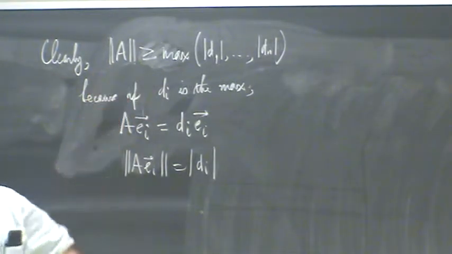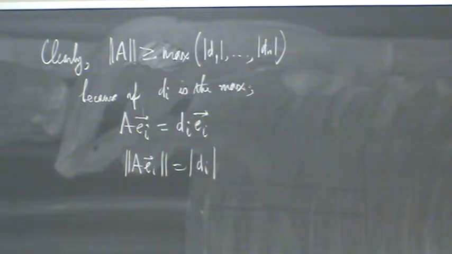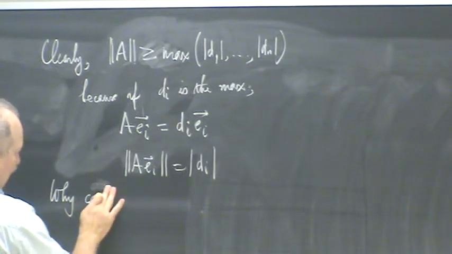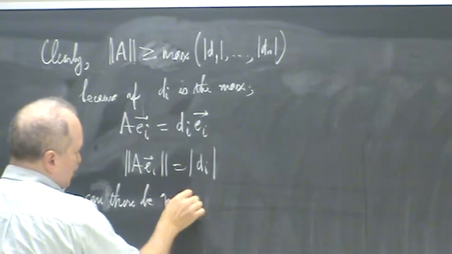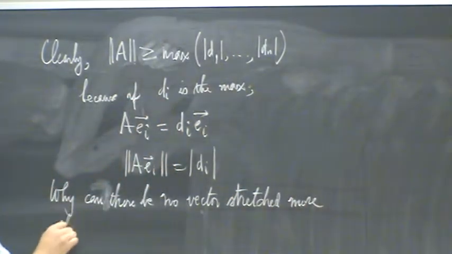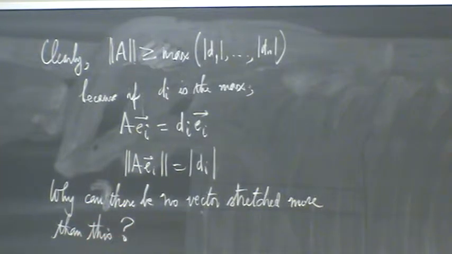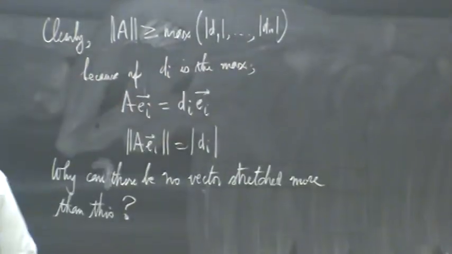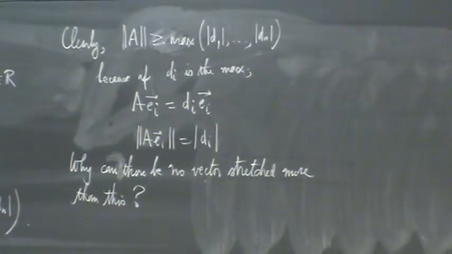The question is, why couldn't there be a vector that's stretched more than that? Why can there be no vector stretched more than this? I'd have to make up a vector that got stretched more, but how do I know I can't? Because you took that same vector and made that initial entry that is multiplied by the 4 less than 1. You made some of the other entries small numbers. You don't think you'll ever catch the 4?